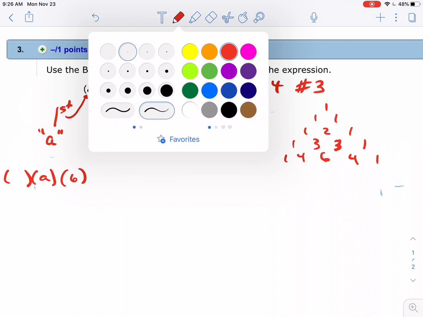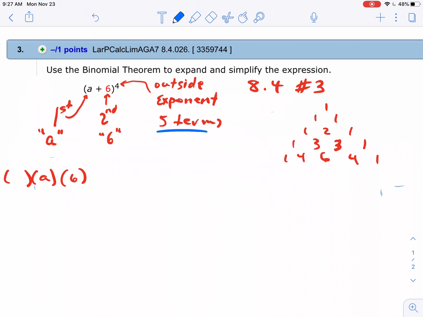Now, because I've identified this as having 5 terms, because the outside exponent is a 4, I stop at Pascal's triangle when there are 5 terms. So I could do 4C0 here, or I could just take the first term in Pascal's triangle. Then I like to start the first thing at the highest power and the second thing at the lowest power.